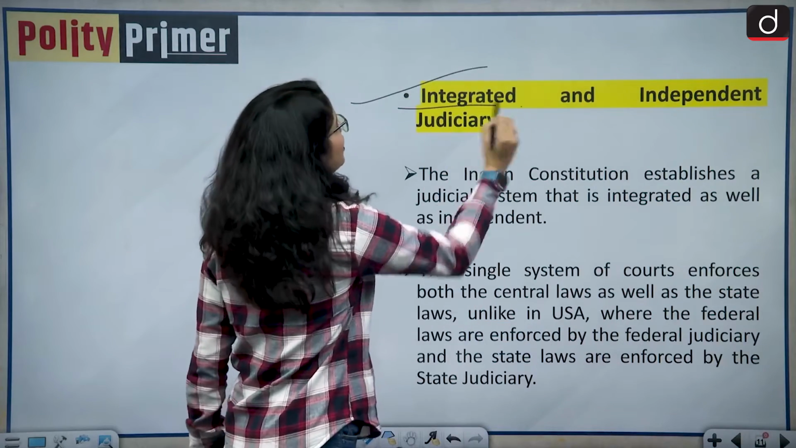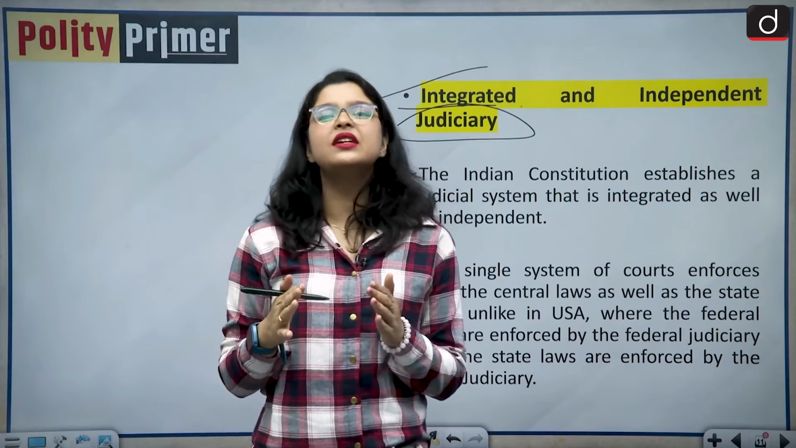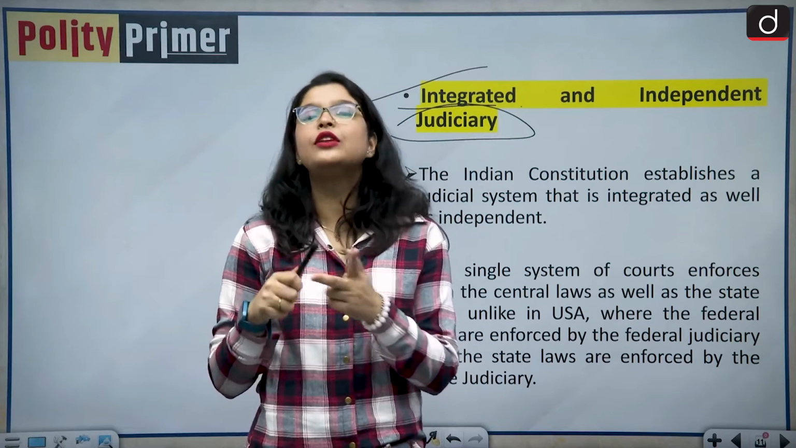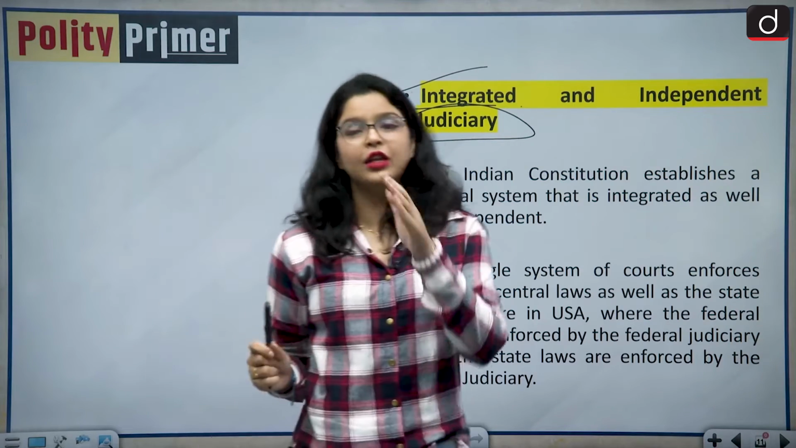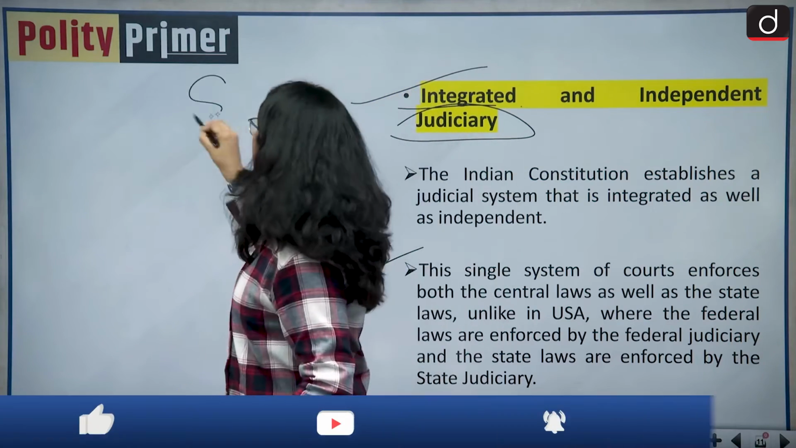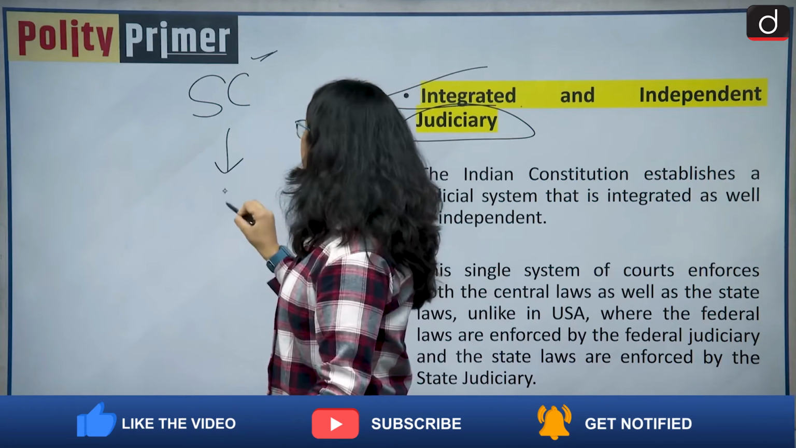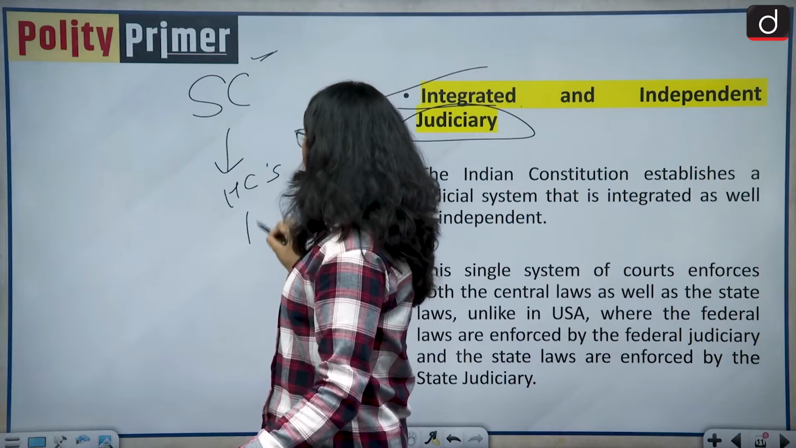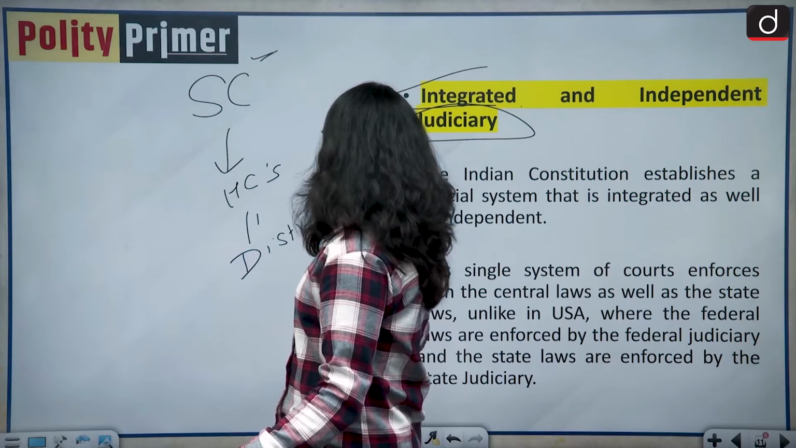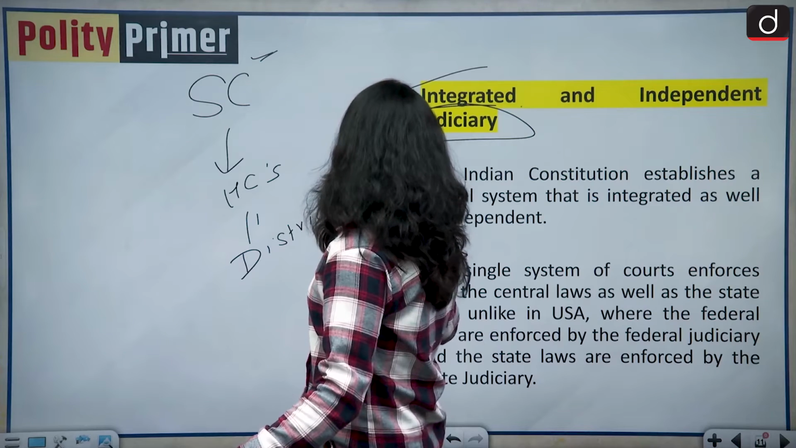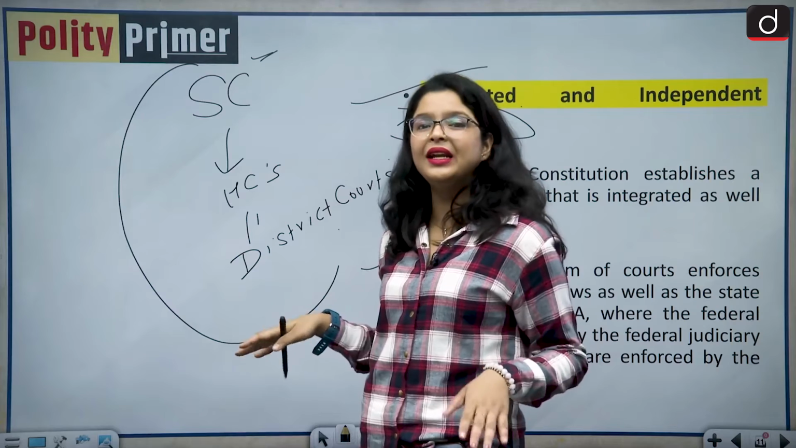Then comes one of the most important features, that is an integrated and independent judiciary. So what exactly is the difference between the Indian constitution and the US constitution? In India we follow a single hierarchy of judiciary. For example, at the top of the hierarchy you have the Supreme Court, then come the High Courts, and then come various district courts under the High Courts. So this is a single form of judiciary that is very independent in nature.